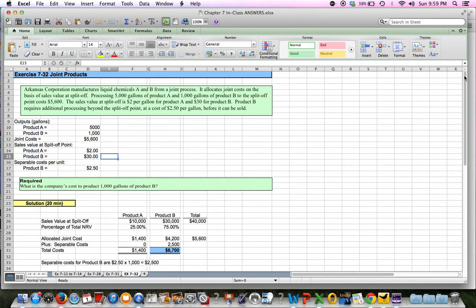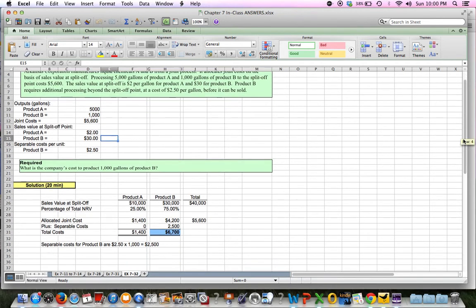And so they give us the information for both of the products A and B: output in gallons, the cost of that, the sales value at the split-off point for A and B, and the separable cost per unit for B of $2.50. So the question is, what is the company's cost to produce 1,000 gallons of product B? Down here I can take some information they gave me: for product A the sales value at split-off is 10,000, 5,000 gallons times $2. For B it's 30,000, 1,000 times 30.